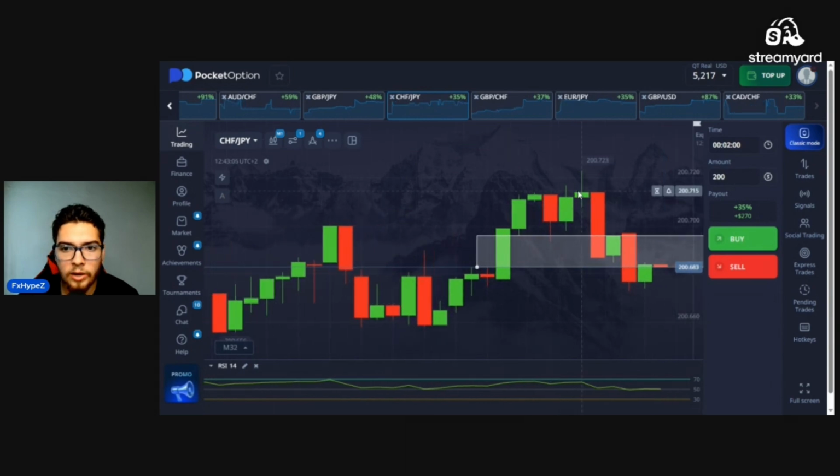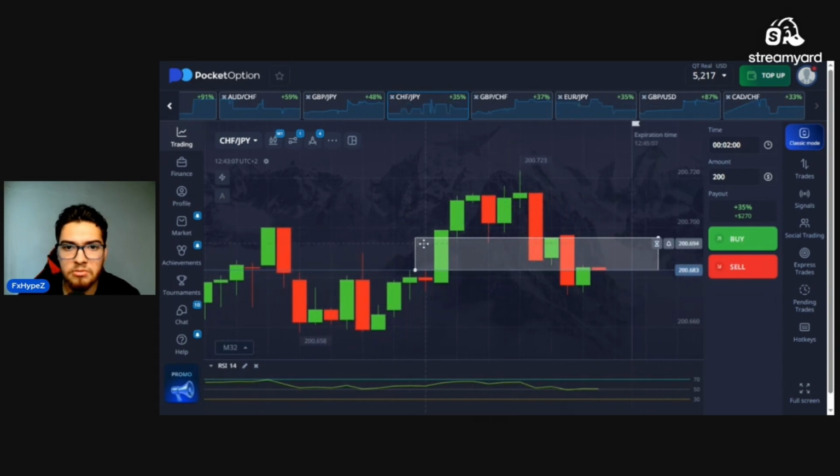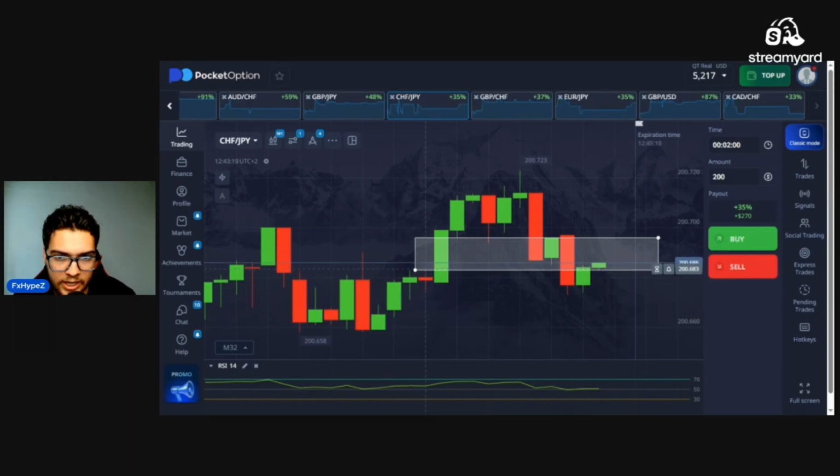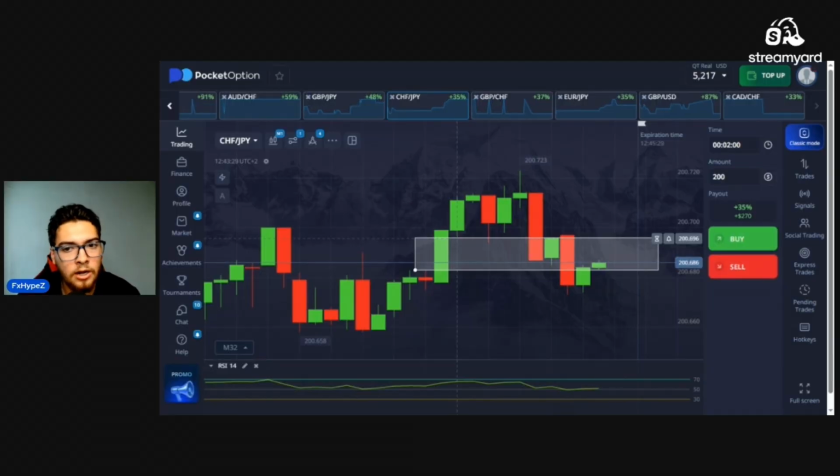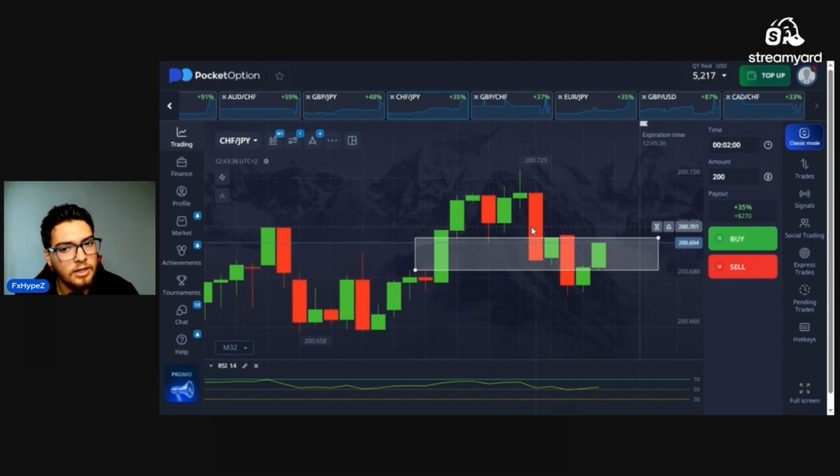So all I was looking for was some sort of confirmation for us to get in. And obviously, we've got this bearish engulfing candle right here. This fair value gap that I marked out between 200.683 and 200.696 was just a pillow. The reason why I call it a pillow is it gave me a bit of comfort, as pillows do, to sort of tell me or show me that, okay, there's leeway for price to continue dropping.